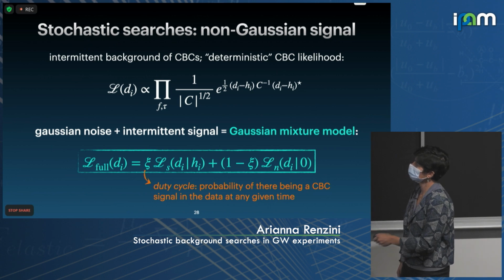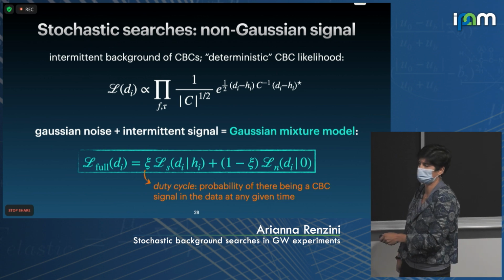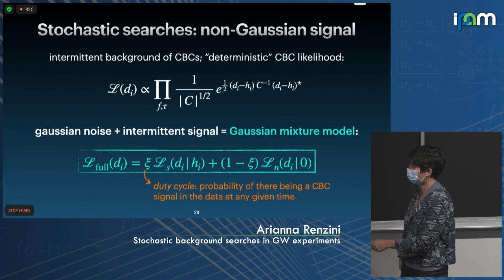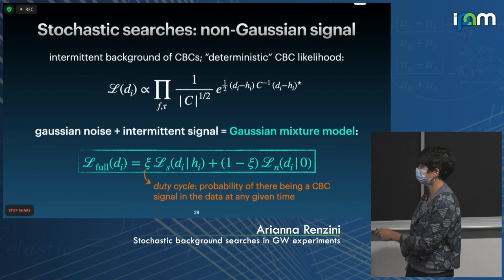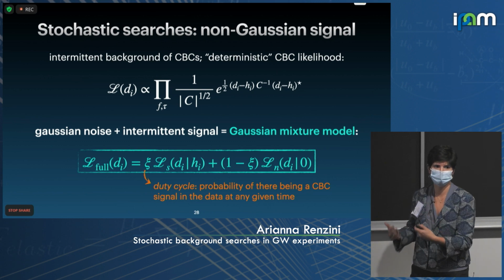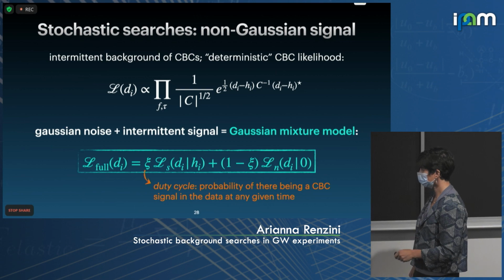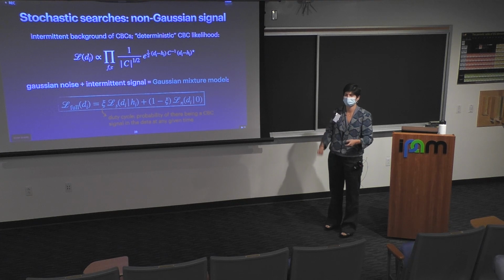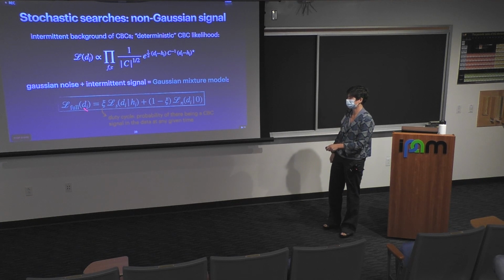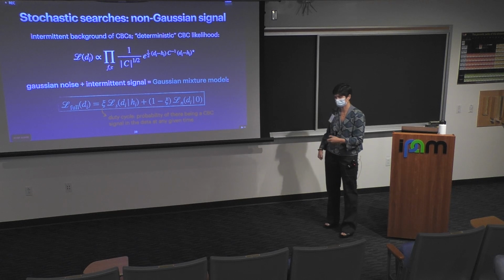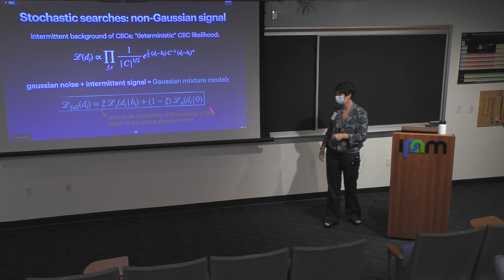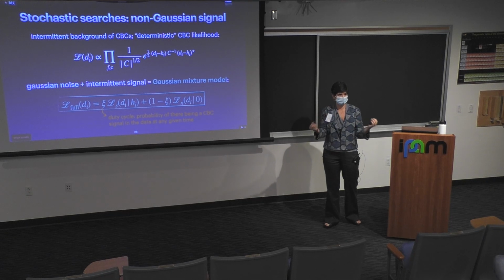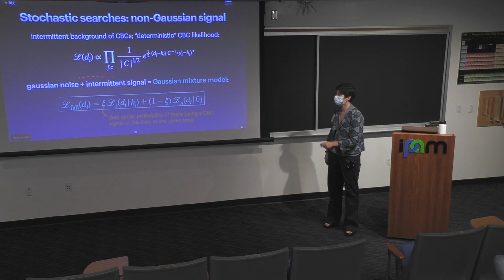But then if you know that sometimes the signal is on, sometimes the signal is off, you can write down a Gaussian mixture model, which has both the signal likelihood, so something that looks like this, plus an empty likelihood, a noise likelihood, which will be something that looks like this, where HI is just 0 because it's a mean zero Gaussian. And the ratio between signal and non-signal, the Gaussianity parameter, if you will, is parameterized by this psi, which is a duty cycle, right? So if it's normalized to 1, it's literally the probability of there being a burst of gravitational waves at any given time in your detector. So this is nice and simple, right?